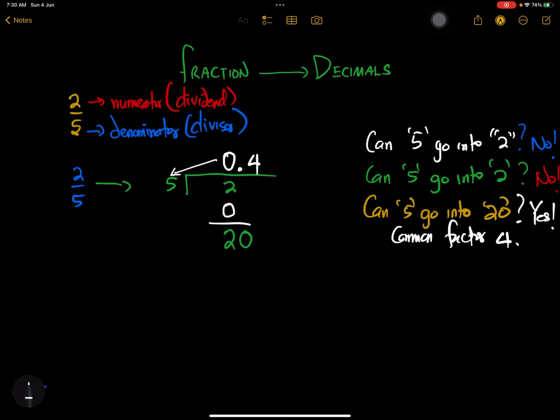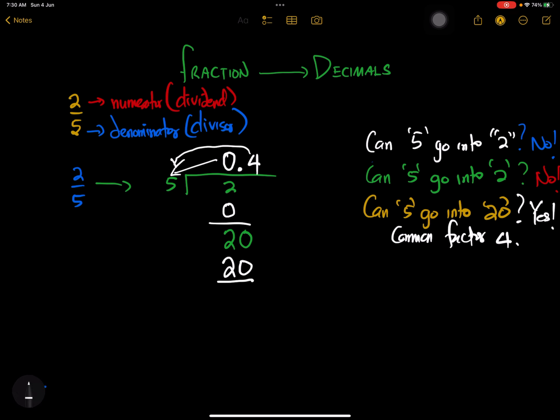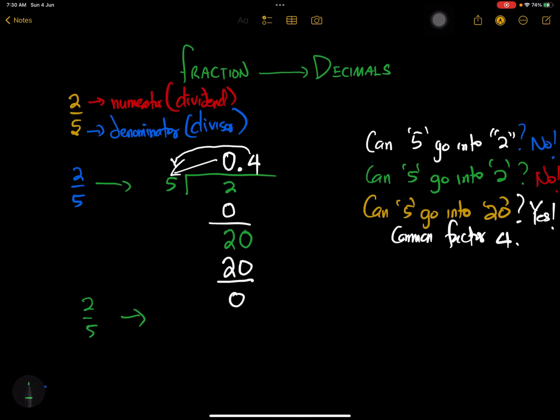Remember, the moment you put a number on top, we need to multiply it with the divisor. So that's 4 times 5, which is 20. And 20 from 20 gives us 0. So now you can see that we have been able to convert 2 divided by 5 to the number 0.4. So there you have it. This is how we convert fractions into decimals.